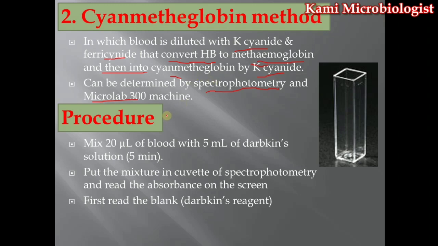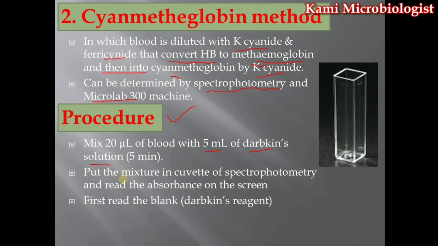Let's talk about the procedure, how we perform this method. First of all, we have to take 20 microliters of the blood, and then we will mix it with 5 ml of Drabkin's solution, and then we will leave it for 5 minutes to mix completely.